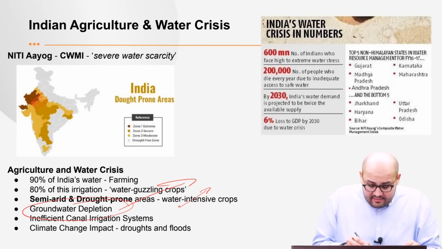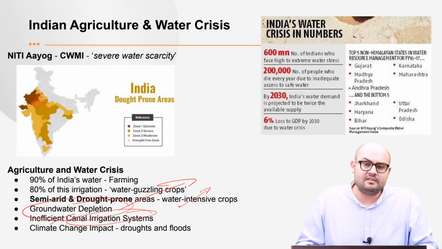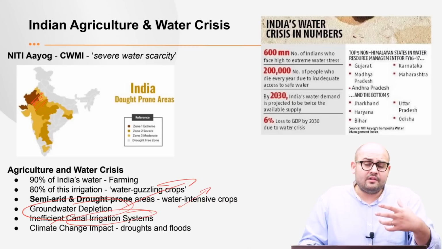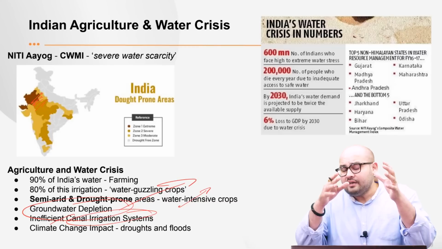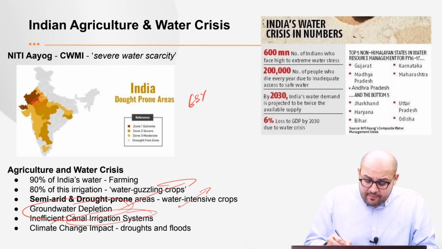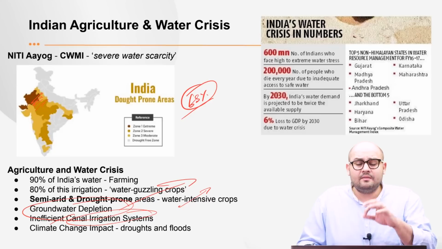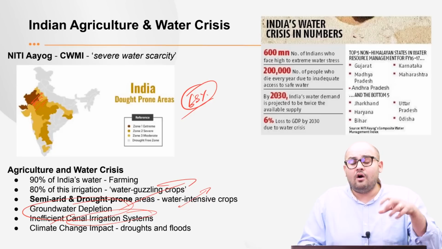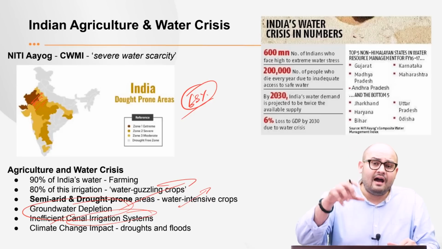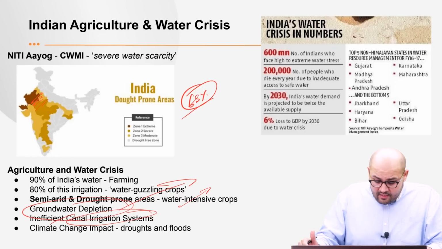Right. Next is inefficient canal irrigation systems. See, the canal irrigation systems in the country are in a very bad state, right? They are dilapidated. And that leads to more and more dependence on groundwater sources. So almost 65% of the irrigation needs in the country are met on the basis of groundwater resources, that is, on the basis of the aquifers. So aquifers are being extracted for the water which is being used in Indian agriculture.